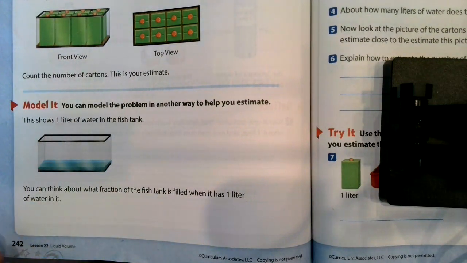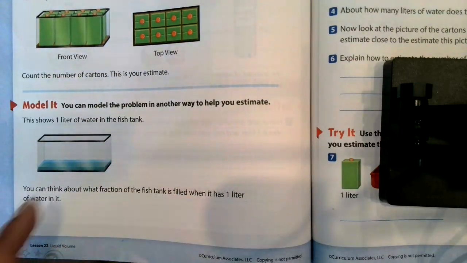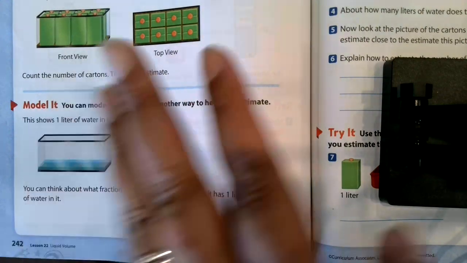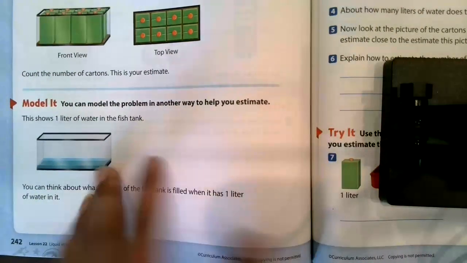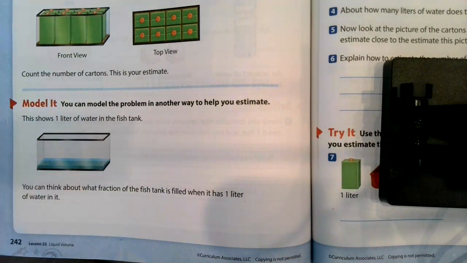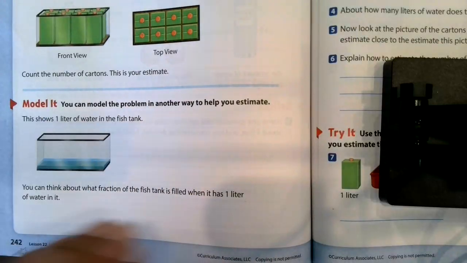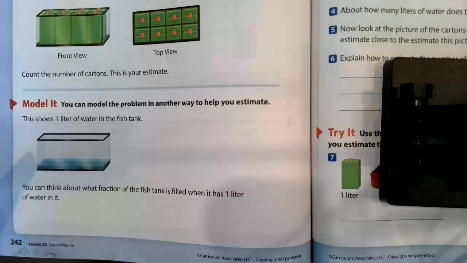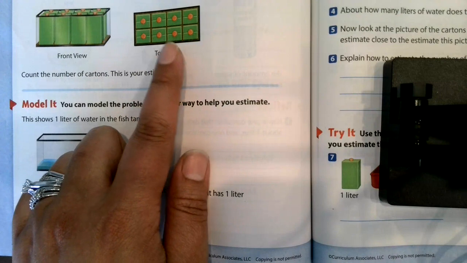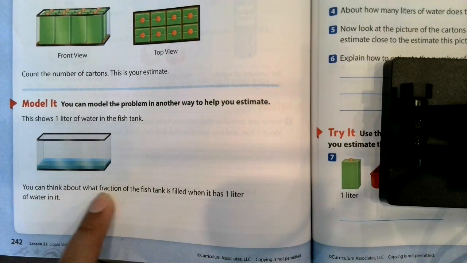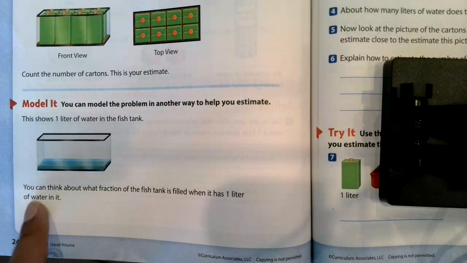So this time, you can see that in the book, the tank was filled with 1 liter of water. So instead of putting the cartons in there like that, they emptied one in here first. So that's why I'm saying it's an educated guess, because we might all guess similar answers that are close in the same range, but we probably wouldn't all guess 8 cartons or 8 liters would fit into here. It says you can think about what fraction of the fish tank is filled when it has 1 liter of water in it.